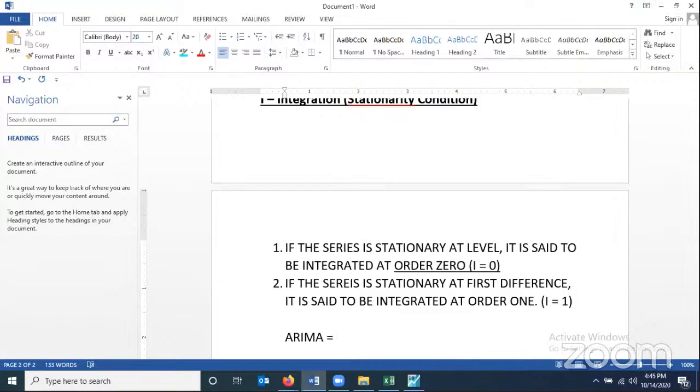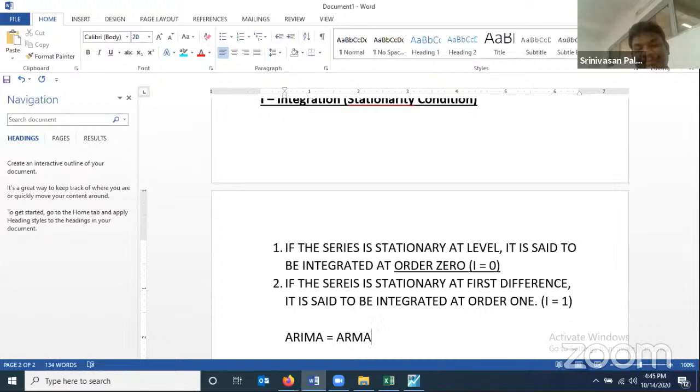ARMA. The ARIMA becomes ARMA. If the series is stationary at level, it is said to be integrated at order 0, so I equals 0. So ARIMA becomes ARMA. Able to follow? Yes, sir. Very good.